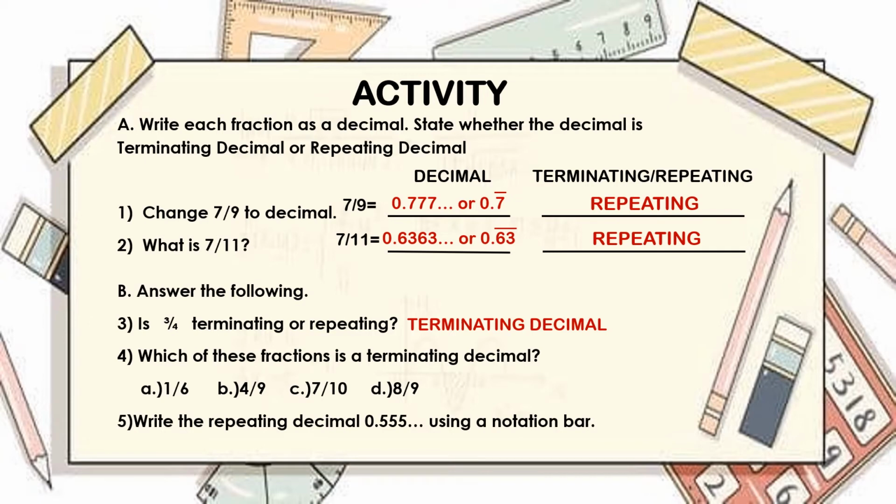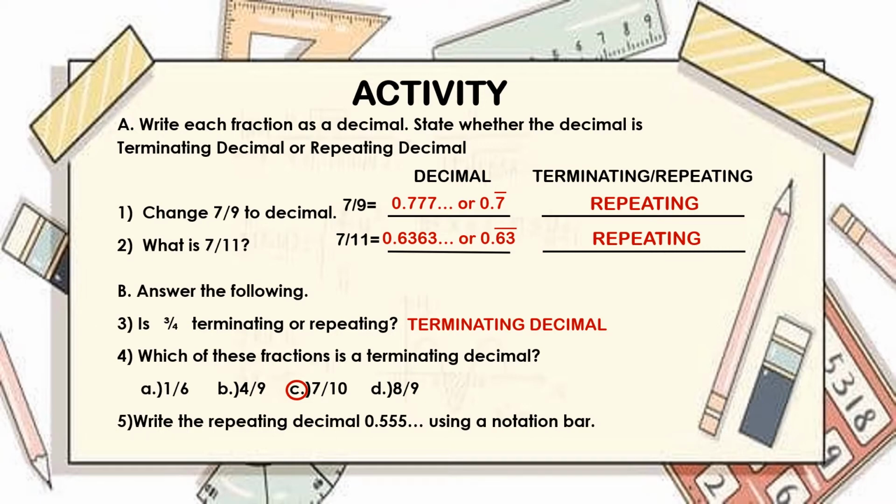Let's have number 4. Which of these fraction is a terminating decimal? Letter A, 1/6. Letter B, 4/9. Letter C, 7/10. Letter D, 8/9. So what do you think is the terminating decimal? Right, the answer is 7/10 or letter C is terminating decimal.